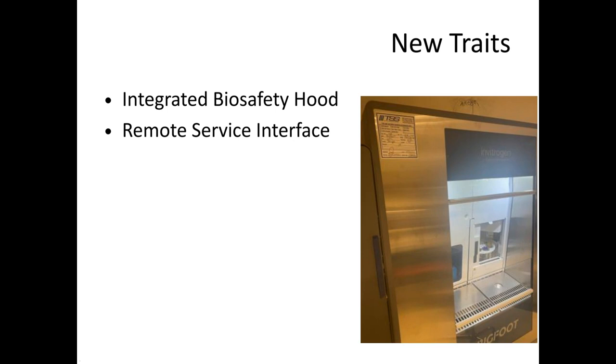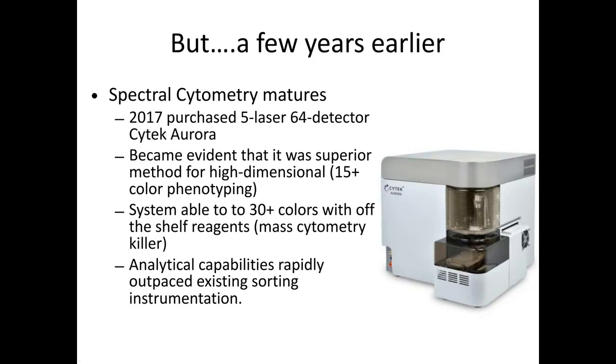Okay, so now I've talked a lot about where I was when I first saw this machine. I'm like, that's pretty cool. But I'm going to digress a little bit, because a few years earlier, there was what I want to call a disruptor in flow cytometry. A few years earlier, we had spectral cytometry really mature. Okay, so spectral cytometry was kind of already there. Sony made a spectral cytometer that was kind of cool. It was more of a novelty. It wasn't super capable. There wasn't a lot of lasers.